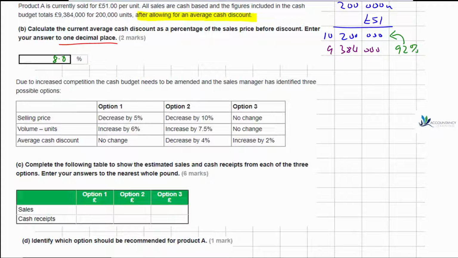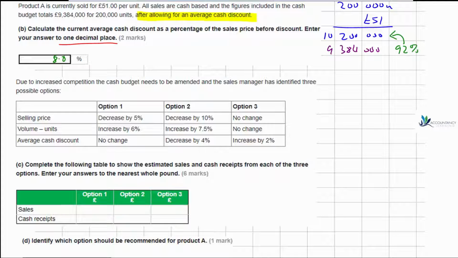We're then told, due to increased competition, the cash budget needs to be amended, and the sales manager identified 3 possible options. So option 1, we decrease the selling price by 5%. And remember the idea of supply and demand. If the price goes down, we'd expect it to be a more attractive price and therefore more people will buy. So they think that the volume will increase by 6%. And then for option 2, they think that the selling price will decrease by 10%, and so we expect selling volume to go up by 7.5%. And then option 3, that there's no change.